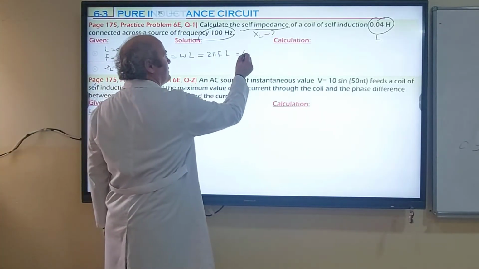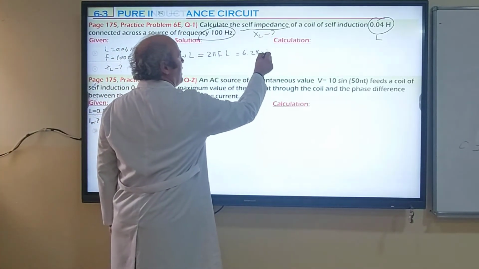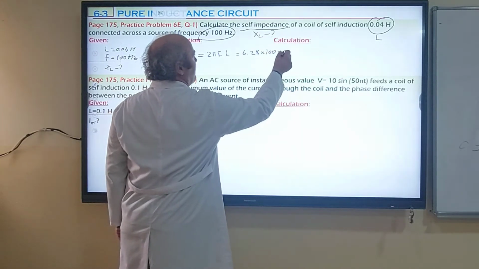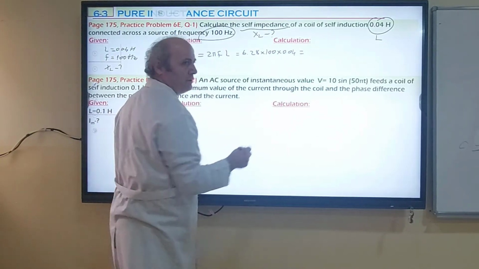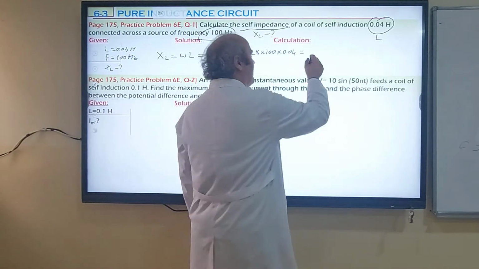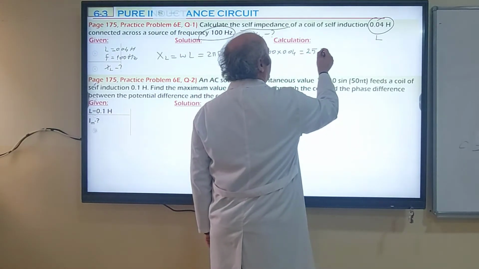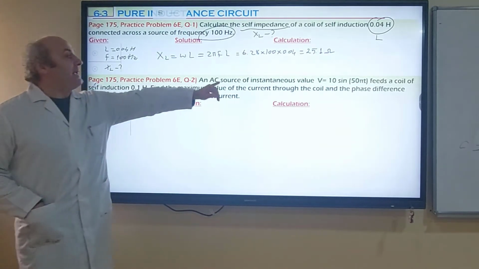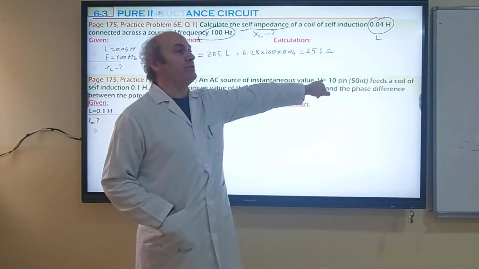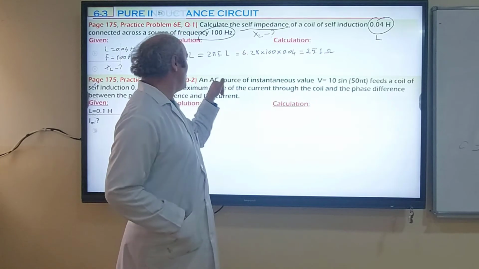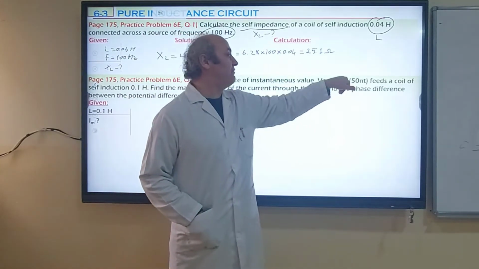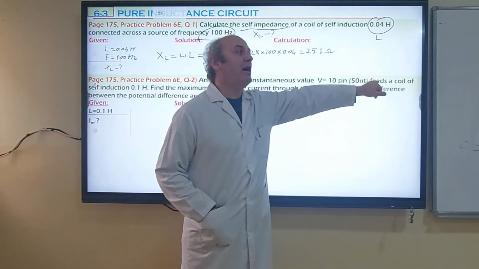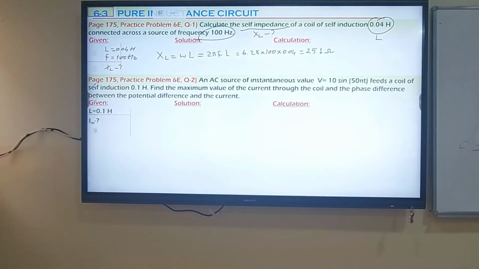2 pi is 6.28, we know it. F is given as 100 in the question. L is given as 0.04. Multiply them all. 25.1, I think. 25.1 ohm is the answer. Question number 2. An AC source for instantaneous value. This is the generator equation. The source is a generator. V is equal to 10 sine 50 pi t.